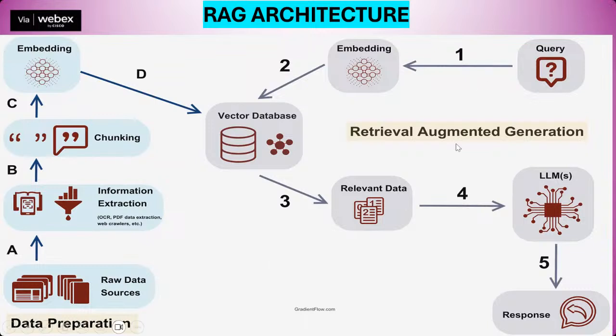Next one. So 1, 2, 3. Again, write a query and it's stored in a vector database. We load some documents, and they are chunked again. These chunks are stored in a vector database. And finally, it pulls the relevant required information.